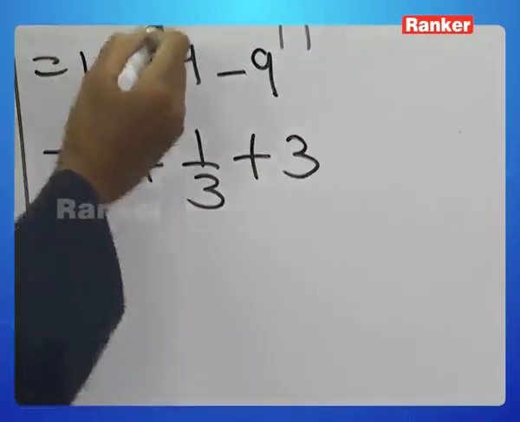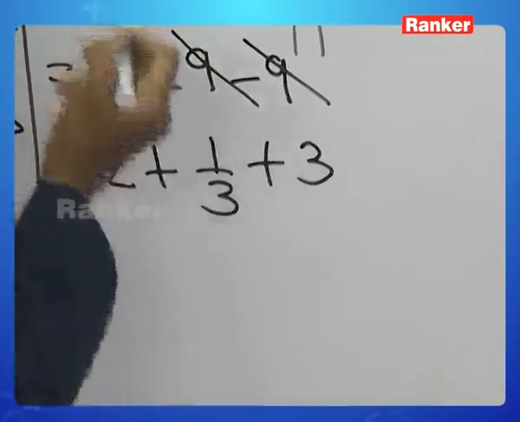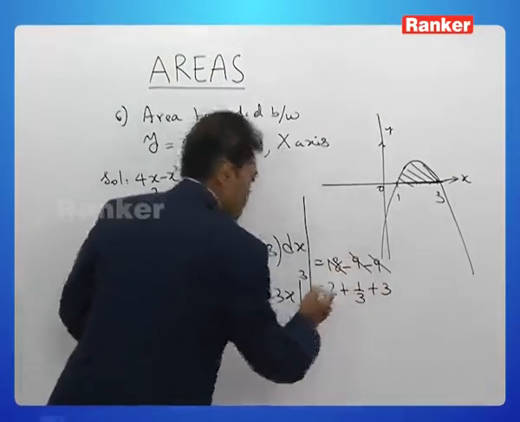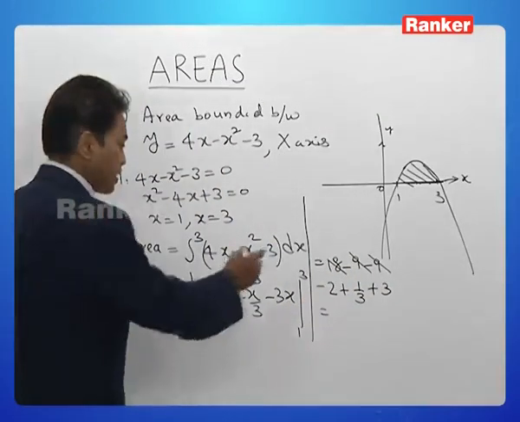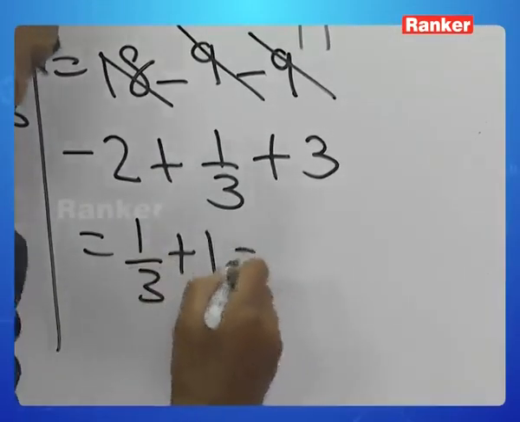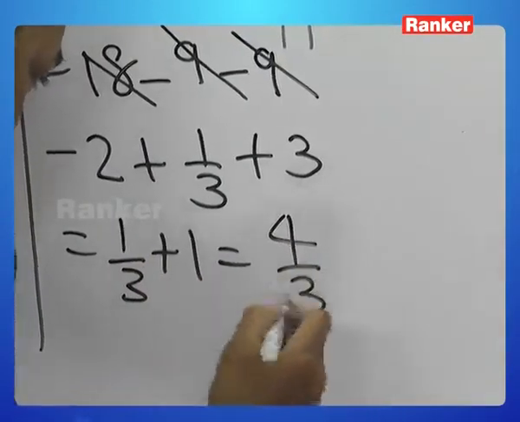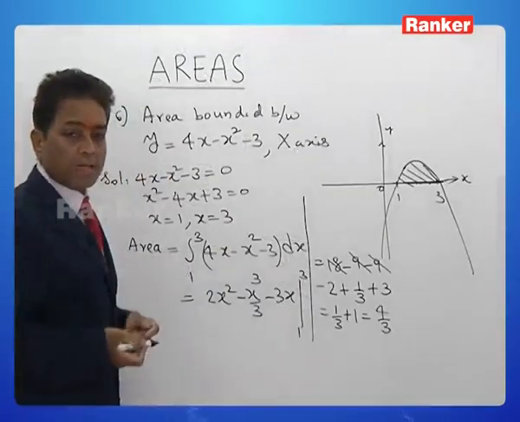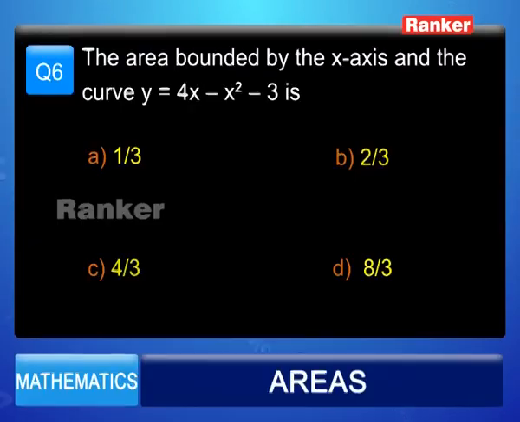Now, 9, 9, 18 cancel. 3 minus 2, that is 1. 1 by 3 plus 1. So, required area 4 by 3. So, what is the right option? Answer is C.